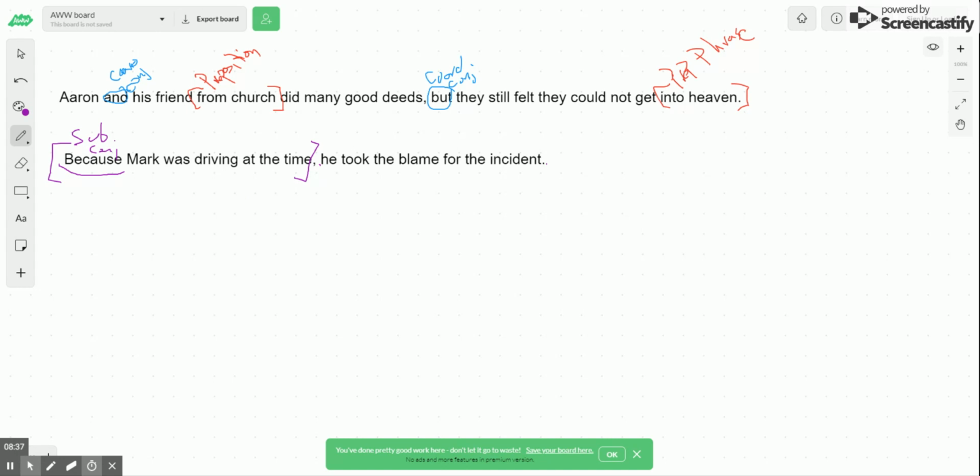Next, he was driving. When was he driving? At the time. That's an adverb question answered by more than one word, making it a prepositional phrase. And at will be our preposition. And he took the blame for the incident. Which blame did he take? Blame for the incident. That's an adjective question that's answered in more than one word, so it makes it a prep phrase, and the preposition is the word for.